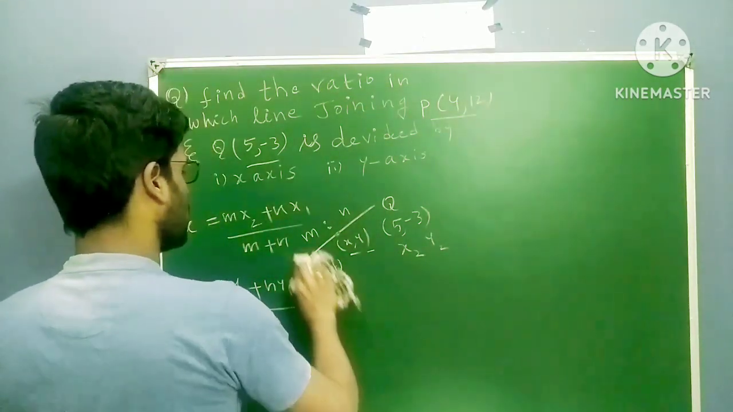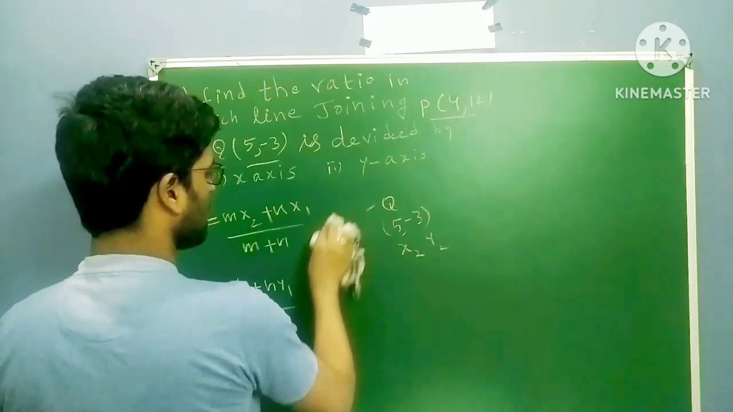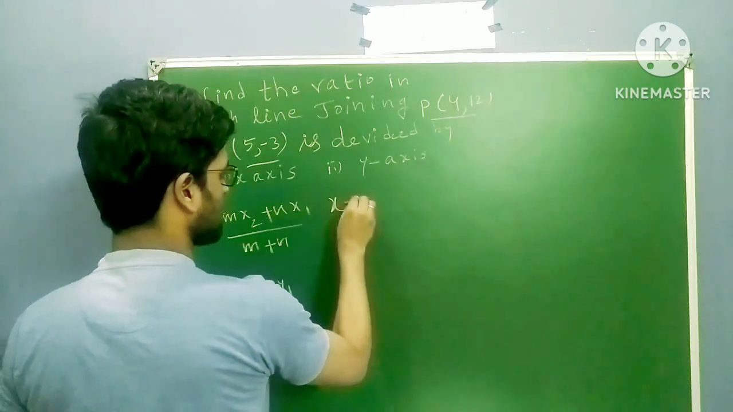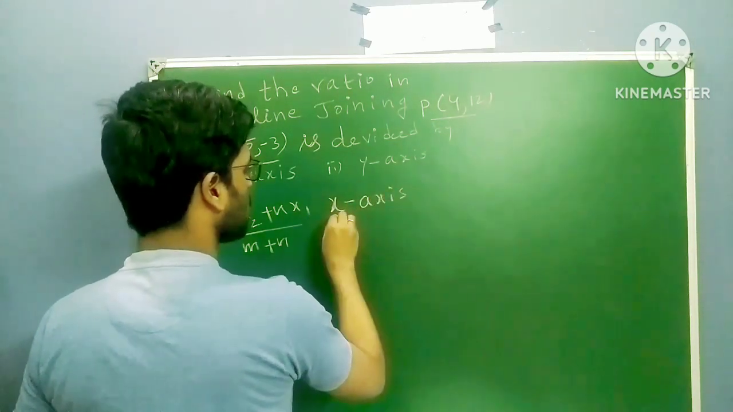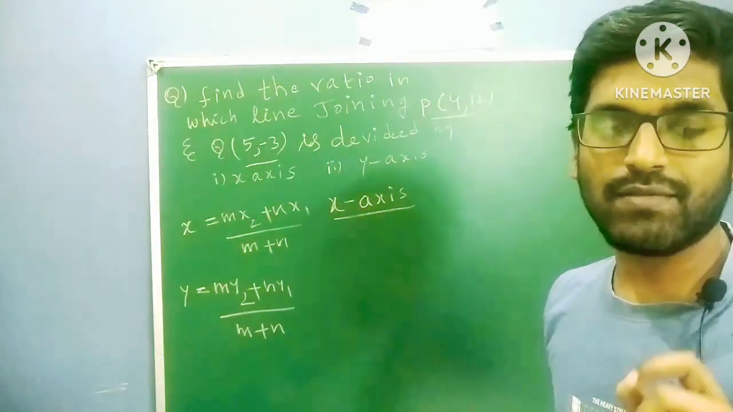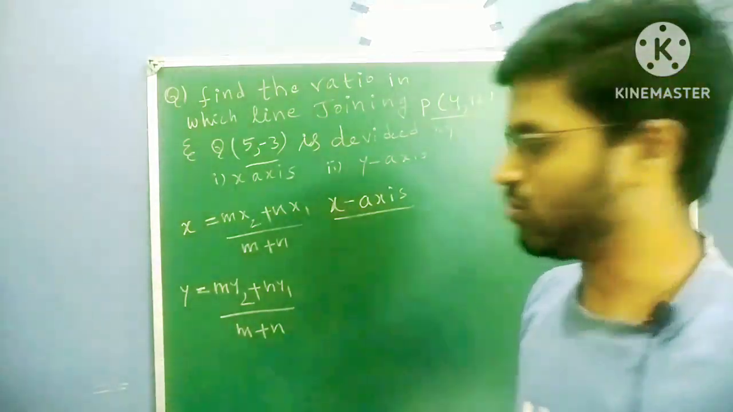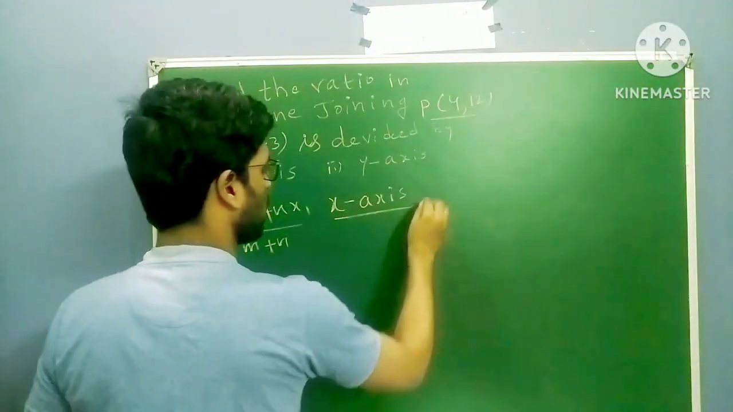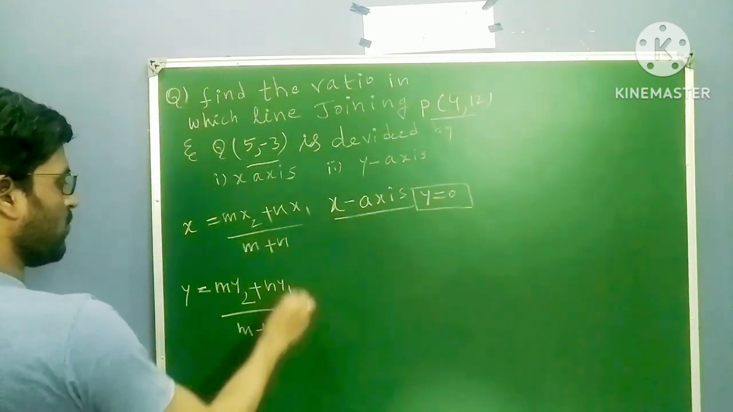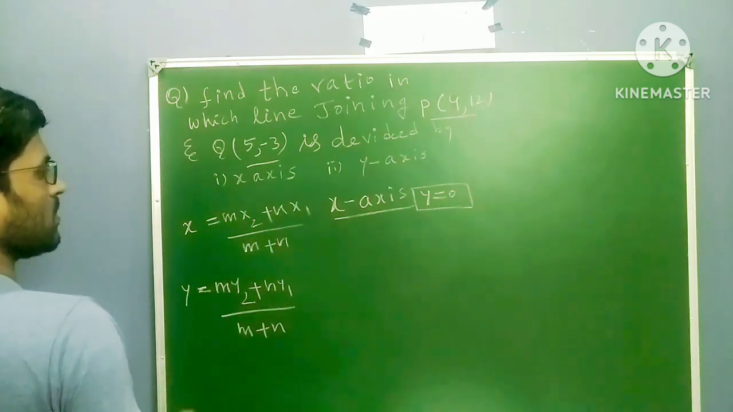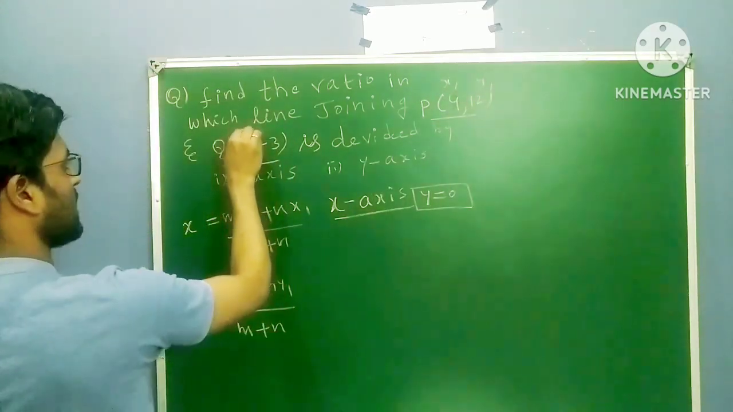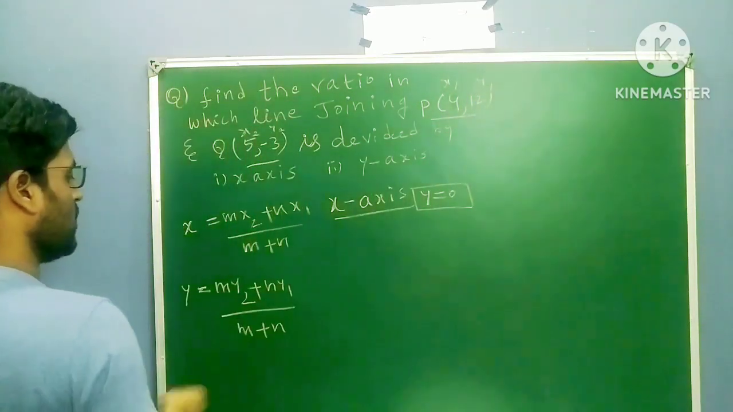Now what do we have to do? What is the ratio because of the x-axis, and what is the ratio because of the y-axis? First I'm calculating for the x-axis. Whenever I'm talking about the x-axis, you have to remember one thing: on the x-axis, y is 0, and on the y-axis, x is 0. So for the x-axis, y equal to 0. Here this is the y formula. Put the values: this is x1, this is y1, this is x2, this is y2.